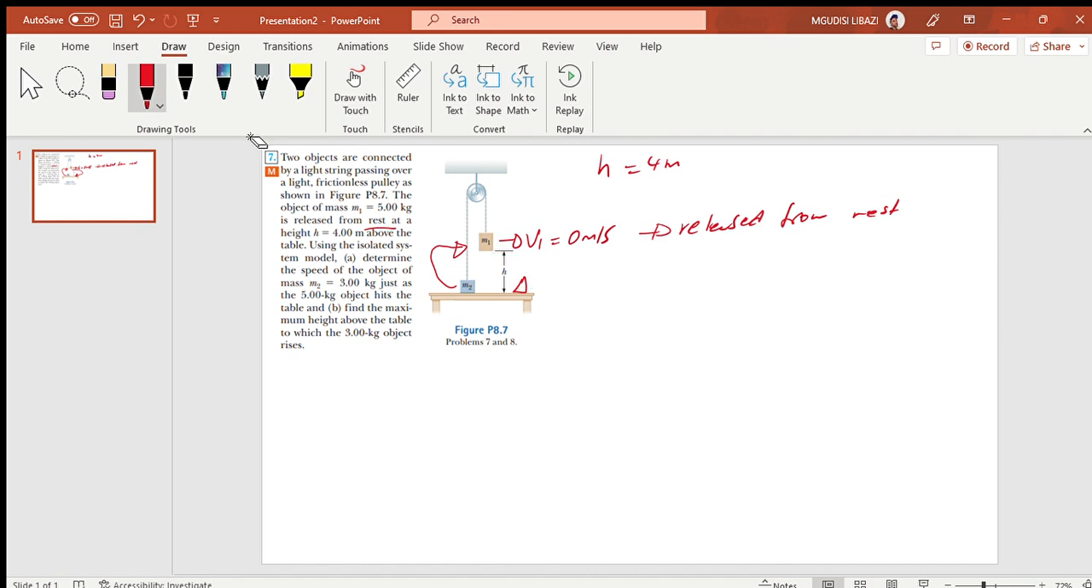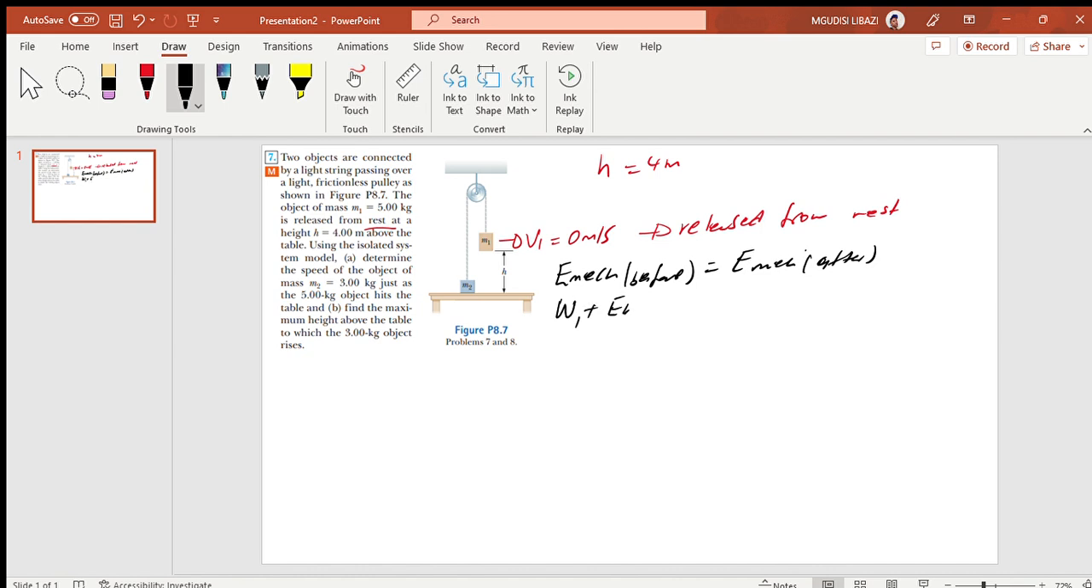So now the solution. According to conservation of mechanical energy, the mechanical energy before is equal to the mechanical energy after. In the mechanical energy equation we can have work initially plus kinetic energy initially plus potential energy initially, equal to work finally plus kinetic energy finally plus potential energy finally.